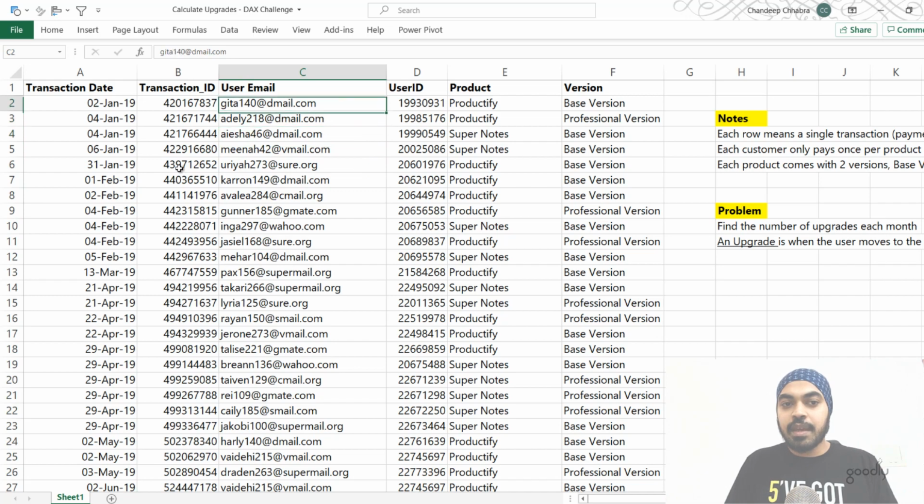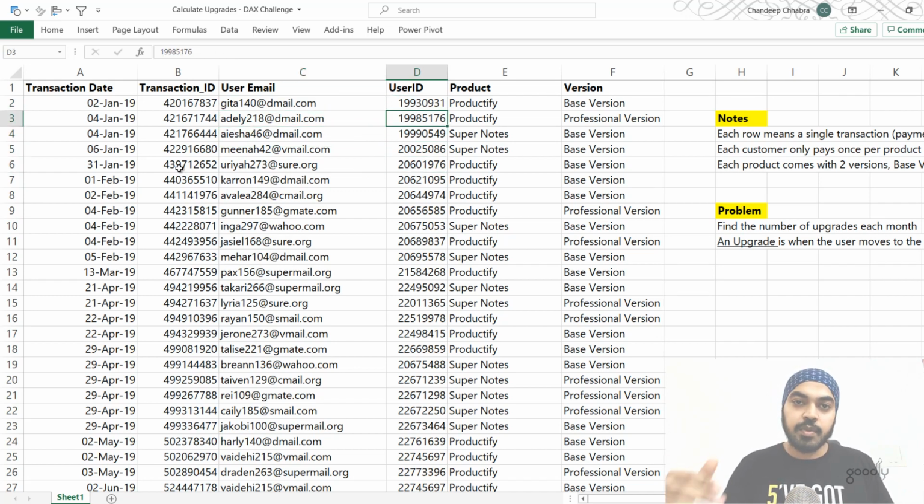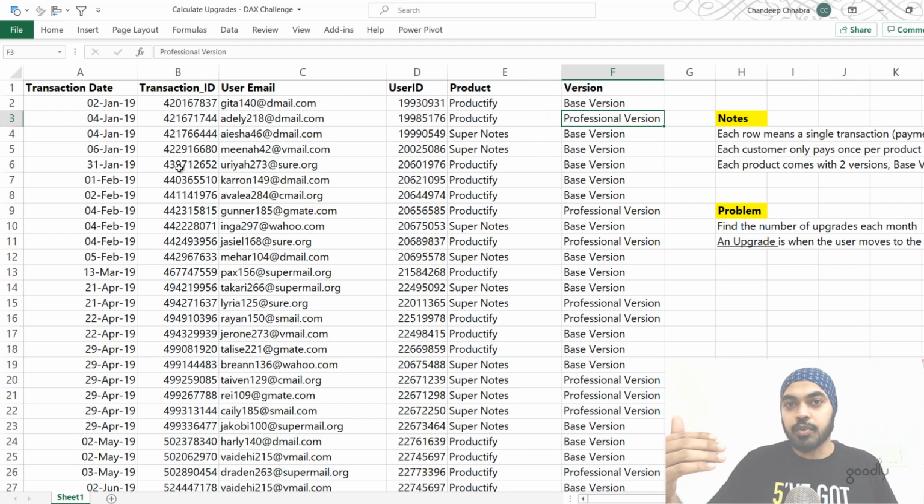The customer's email, the customer's user ID, or the user ID that I'm allocating to one single customer in the database to identify every single customer. We have the name of the product, what product are we selling to the customer, and the version of the product, because the customer can choose to have a basic version or a professional version of the software.